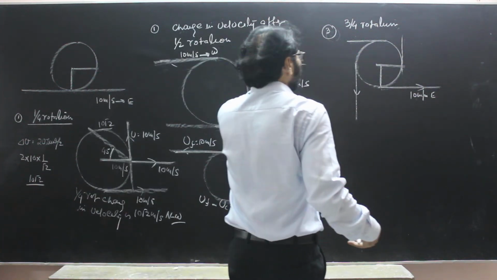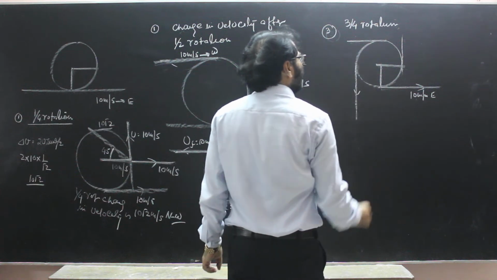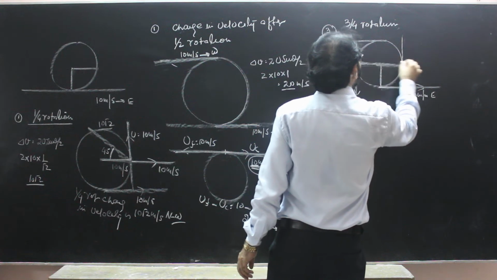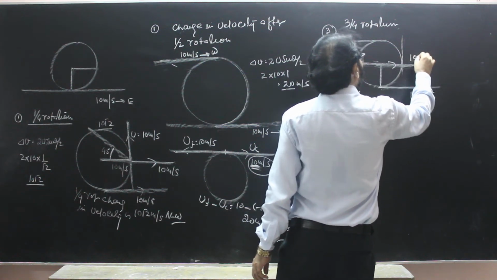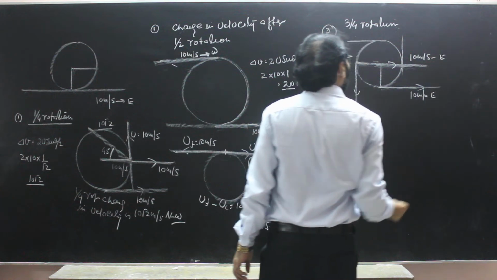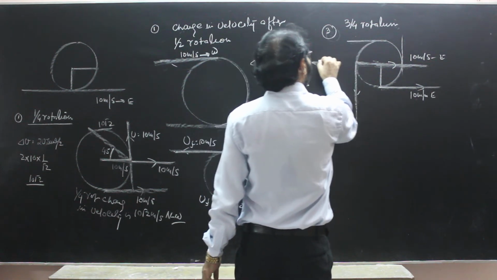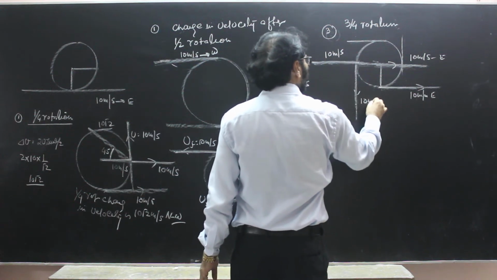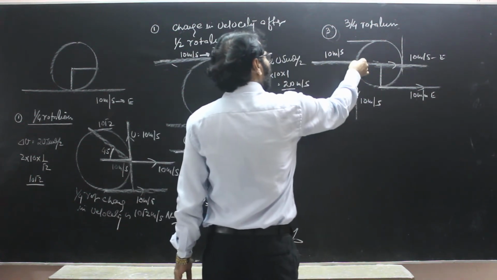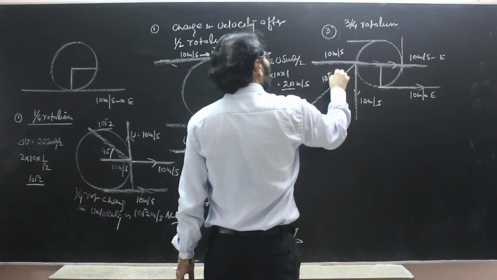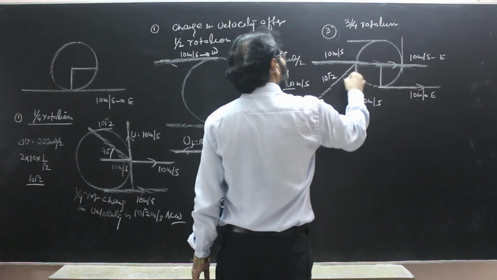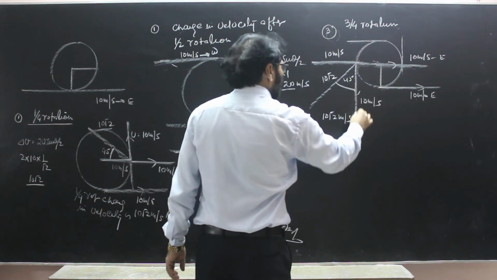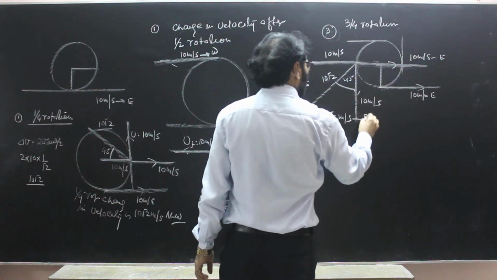Now the change in velocity is final minus initial. This is initial. A vector is invariant under translation. So this is initial, 10 meter per second towards east. Change is final minus initial. Again this is 10 meter per second, this is 10 meter per second. The resultant is of course 10 root 2, and it is 45 degrees. So 10 root 2 meter per second, it is south, and this is west, so southwest.